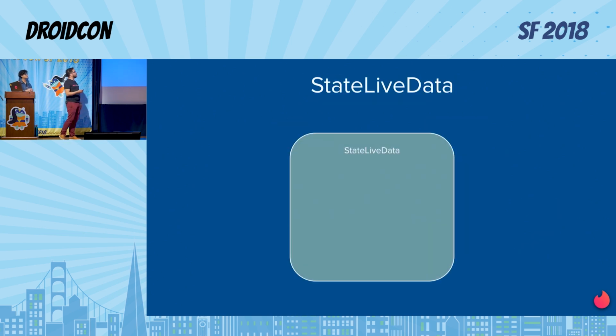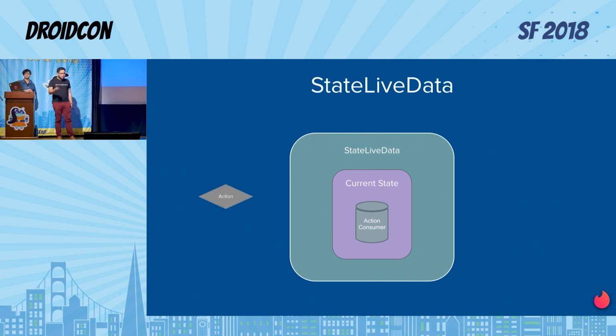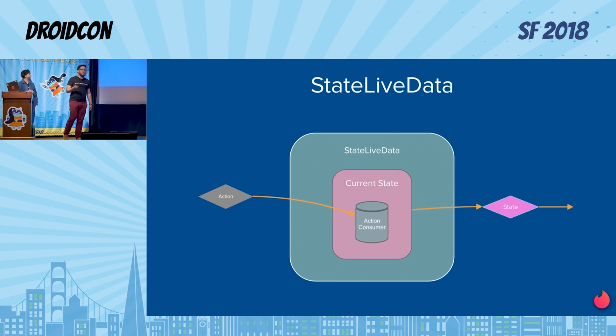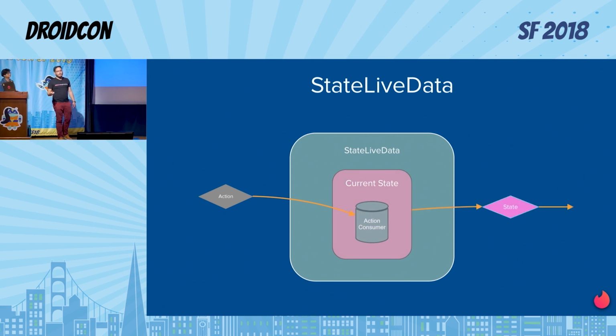So let's see here what the state LiveData would look like. We have here the current state, and we have the action consumer. We have a new action, a click. We send that to the state so it can be consumed. It's consumed, now change the state, and then we just spit out that new state that you can react to.